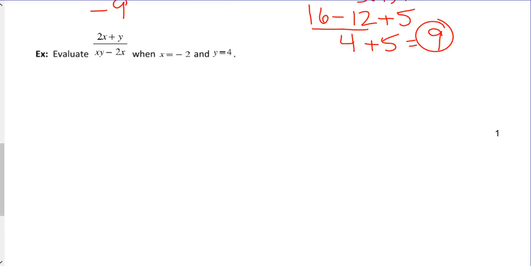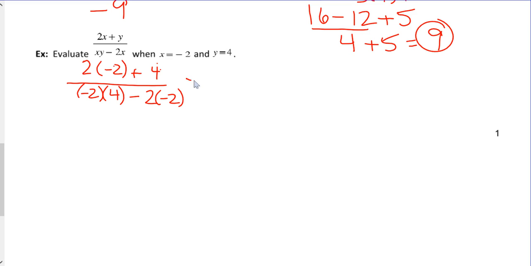All right. Now we have an x and a y, so make sure that you are putting in a negative 2 for all the x's and a 4 for all the y's. So again, I'm just going to write it out here at first. 2 times a negative 2 for the x, then I put in a y, which is 4. Then on the bottom, when I have xy, remember that is assumed to be the multiply if I don't see any operation between them. So I need to do a negative 2 times 4 for the xy minus a 2 times a negative 2. So again, be very careful there with those negatives.